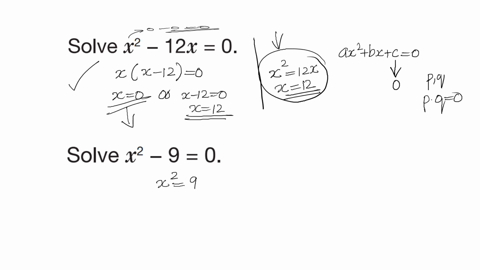So no issues. So if x square is equal to 9, what will be the value of x? So x can be plus or minus 3. So if x is equal to 3, x square is equal to 9. If x is equal to minus 3 also, x square is equal to 9. So the value of x can be 3 and minus 3. So those are the values.